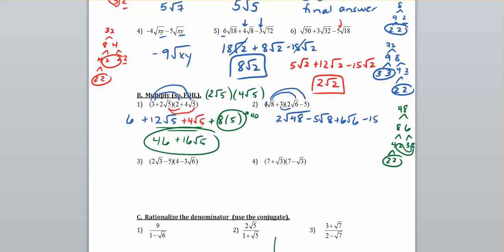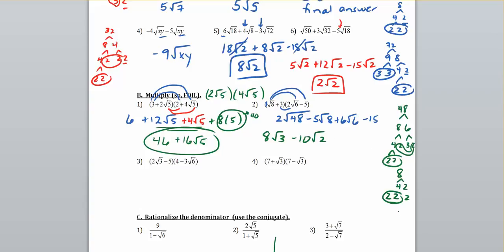Since I already have a 2 out there, and I'm pulling out a 4, 2 times 4 would give me 8. And again, the 3 was what was left inside. Okay. If I take 8 and break that up, it's going to be 2 root 2. So if I pull out a 2 and I have a minus 5, it's going to be a negative 10.